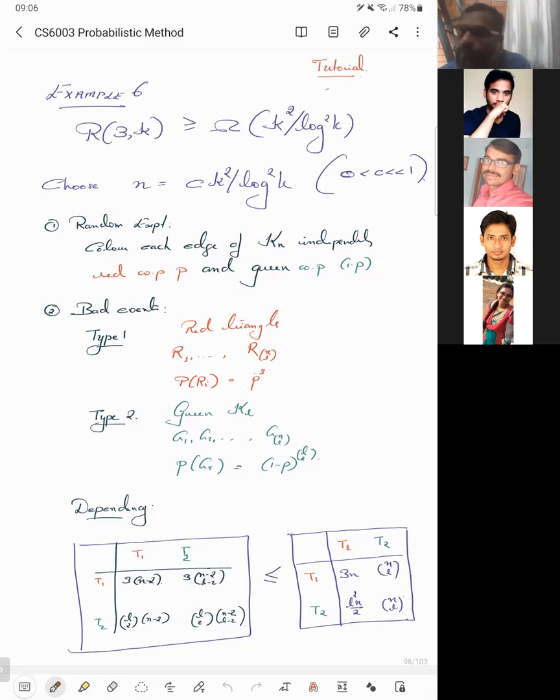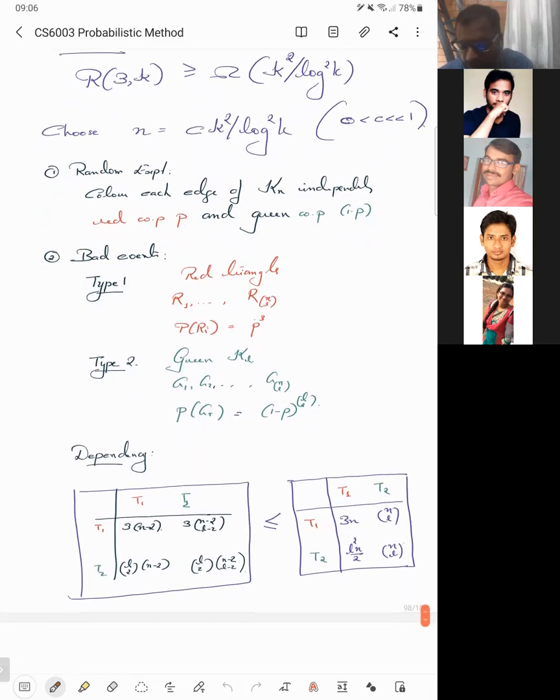The bad events, we have categorized into 2: red triangles and green KLs. The probability of a red triangle is P cube, all the 3 edges being color red. Green KL is 1 minus P to the power of the number of edges in an L clique, which is L choose 2. K clique, K choose 2.